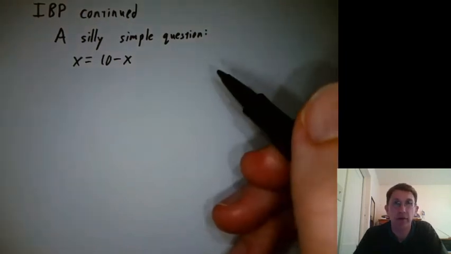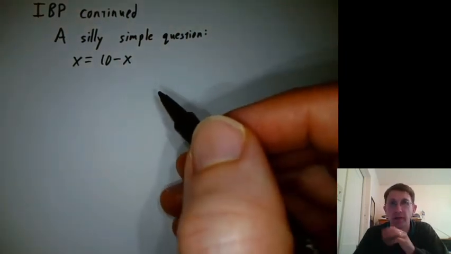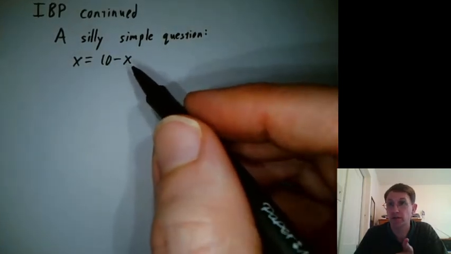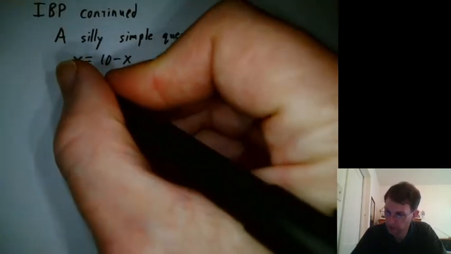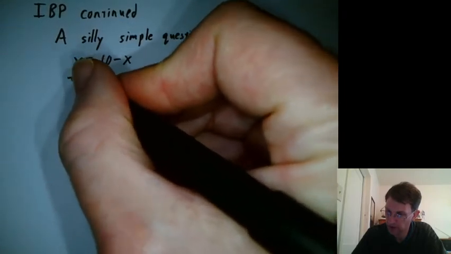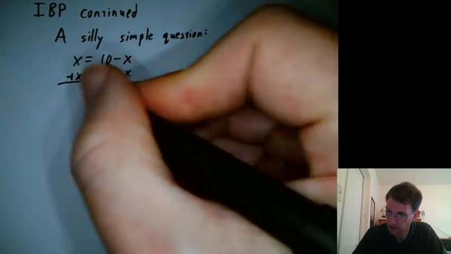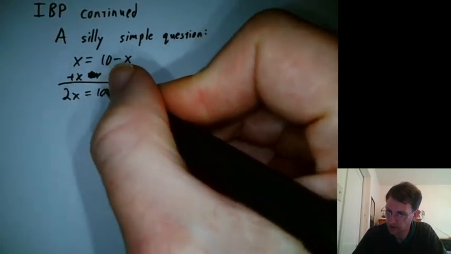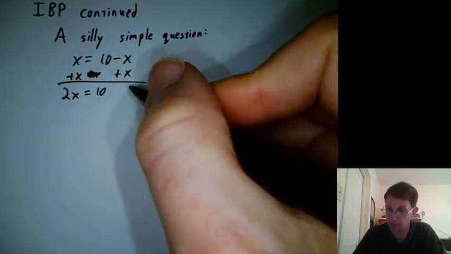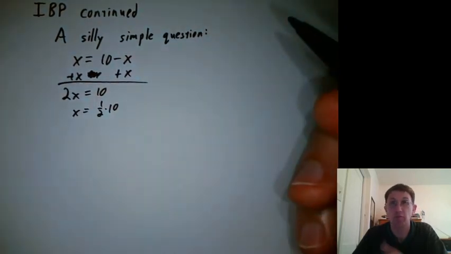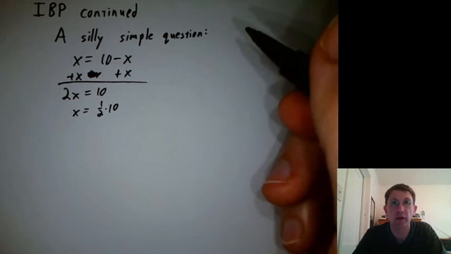Let's keep going with integration by parts. I want to start us with a silly simple question. If you had the formula x equals 10 minus x, could you solve for x? I think you'd add x to both sides. And over here you get 2x equals 10 plus 0, right? And so then you'd get x equals 1/2 times 10. You've been doing that kind of thing for a while, right?